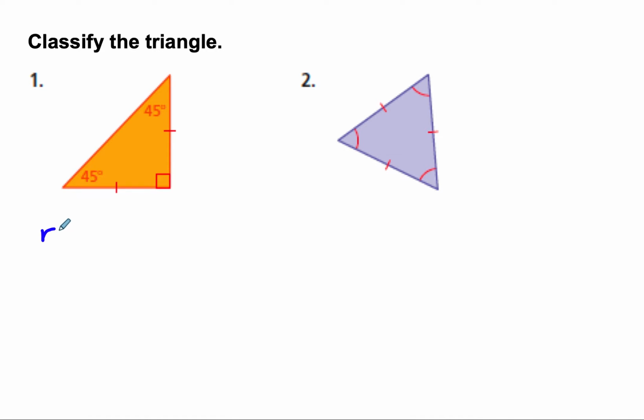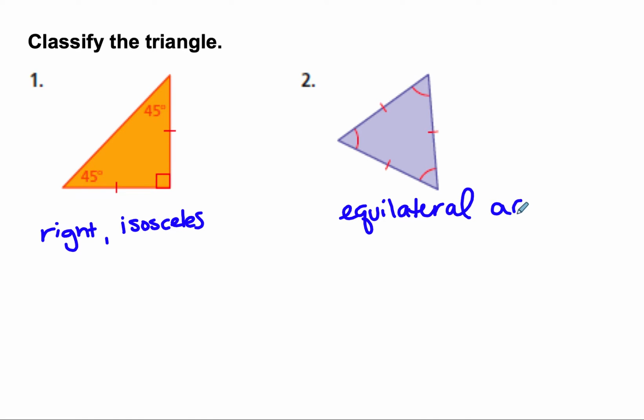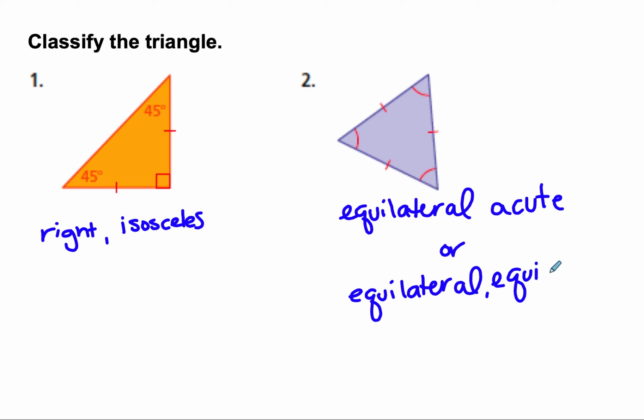All right, number one, we've got a right angle, which makes it a right triangle. And then it's also going to be isosceles because we have two equal sides. And then number two, it's equilateral. All the sides are the same. And then we can either say equilateral acute because all of the angles are acute, or you can say equilateral and equiangular. So either one is equally correct.